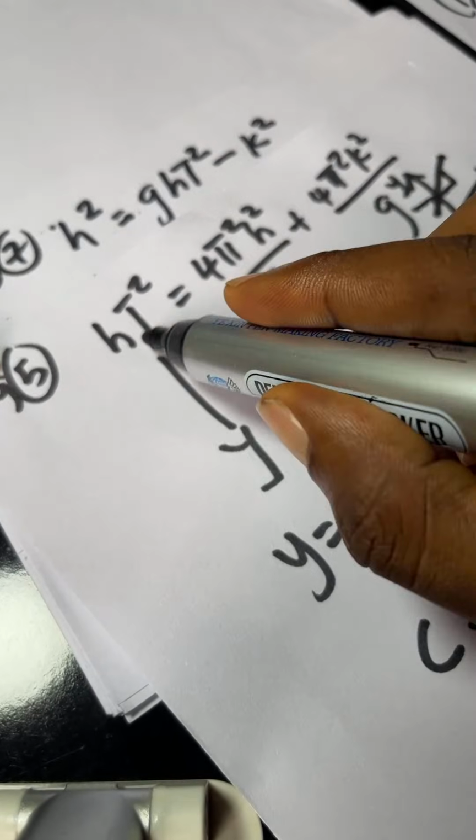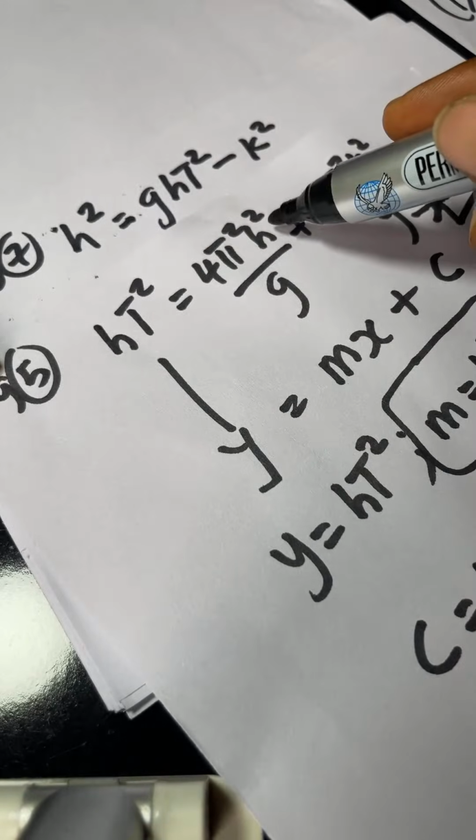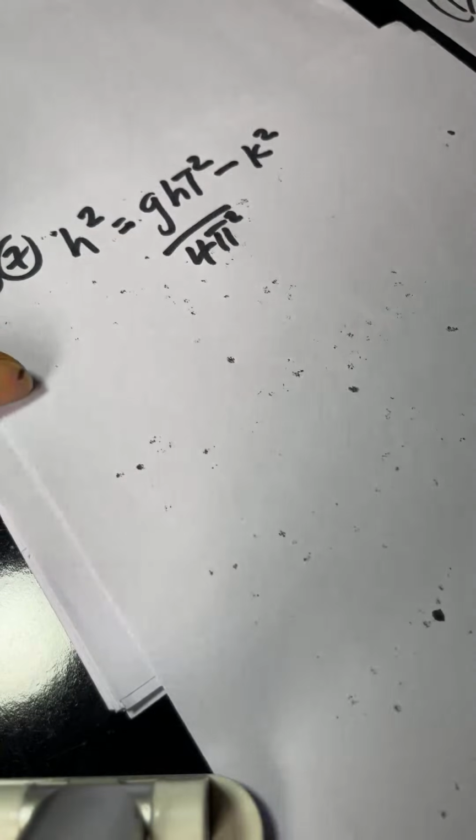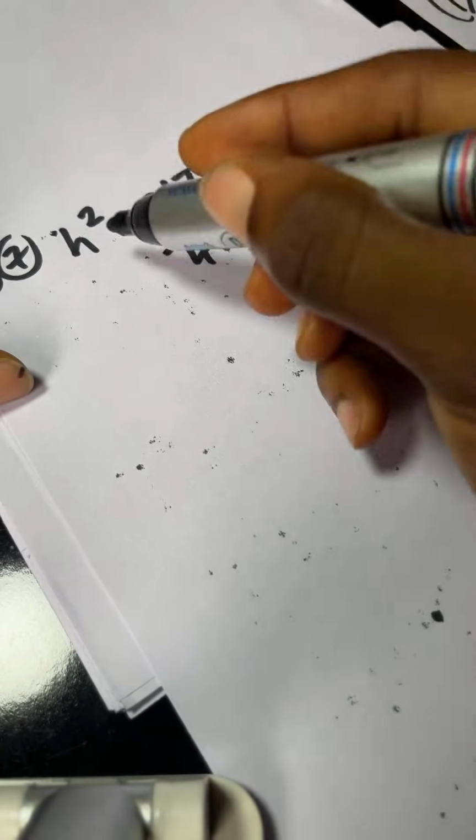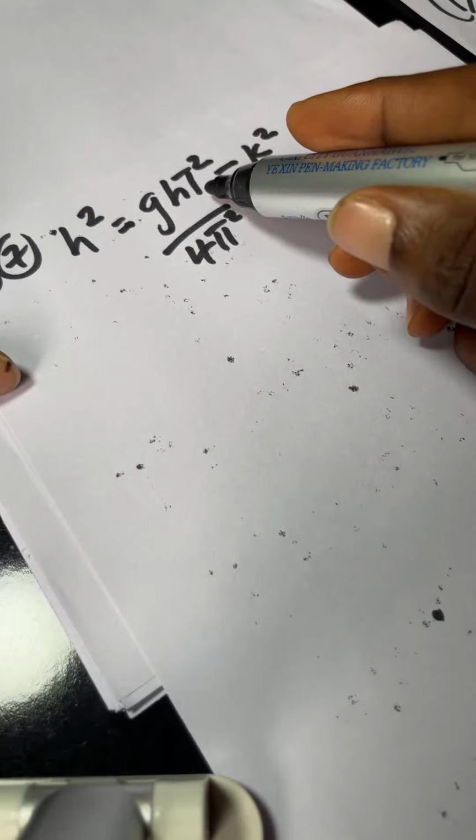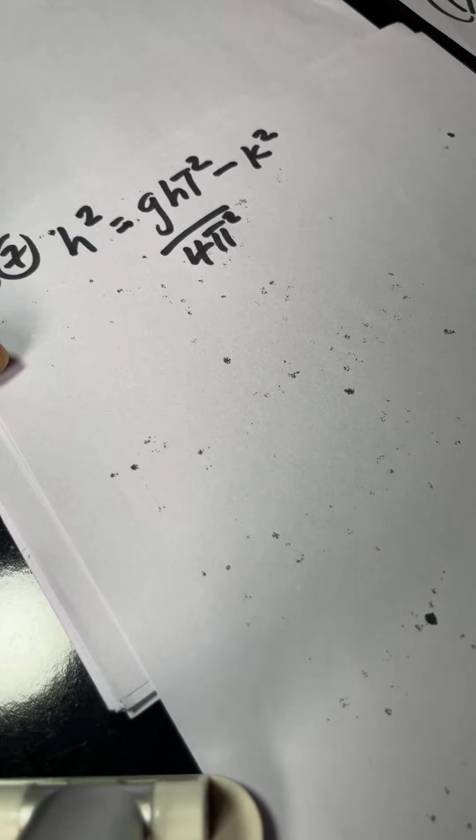This is a graph of ht square against h square, and this is the equation for h square against ht square. Now you see that they are different ballgame, they are entirely different from each other.